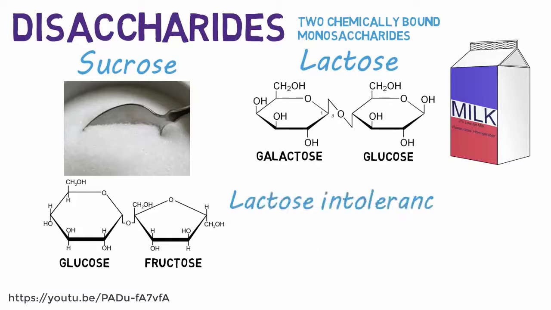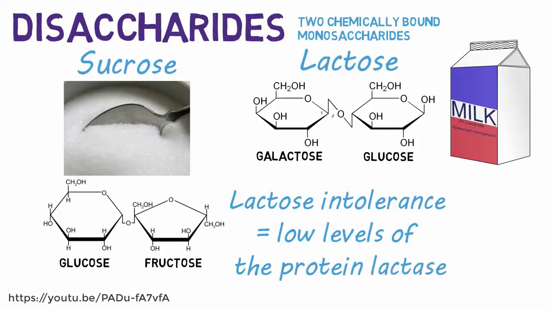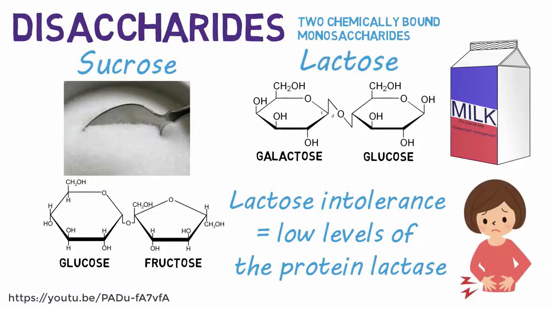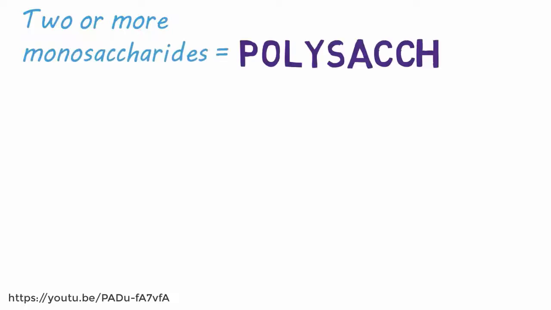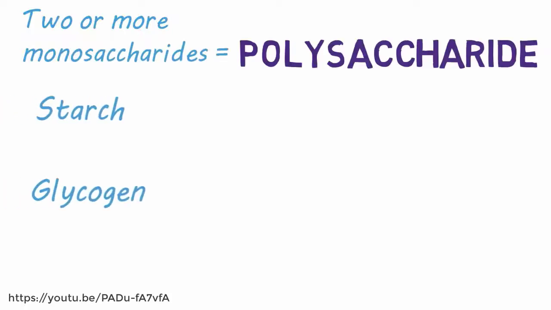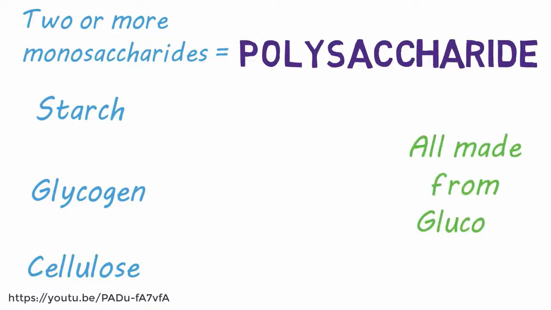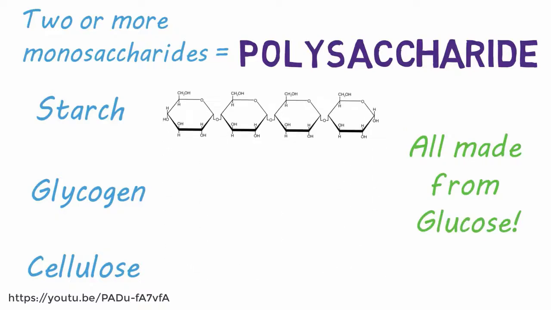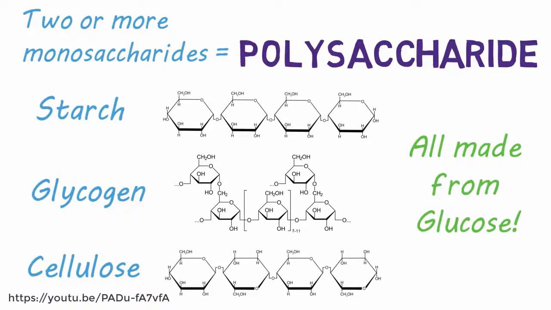People who are lactose intolerant have low levels of the protein lactase, which breaks down lactose, and if they can't break down lactose, then the stomach will get pretty upset. When more than 2 monosaccharides are combined, a polysaccharide is formed. Starch, glycogen, and cellulose are all examples of polysaccharides, and they're all made of the same monomer, glucose. The way glucose is bound together determines whether the resulting saccharide is starch, glycogen, or cellulose. Needless to say, carbohydrates are pretty important.